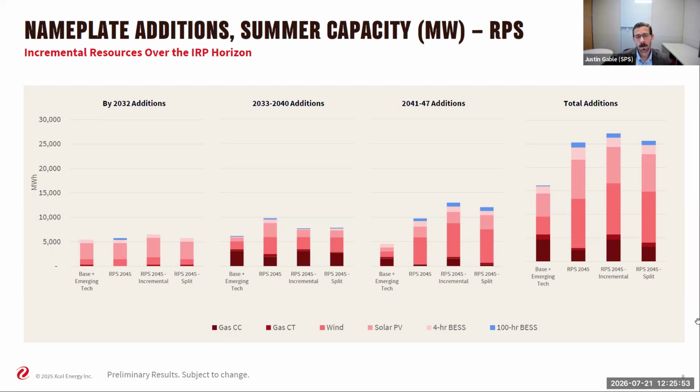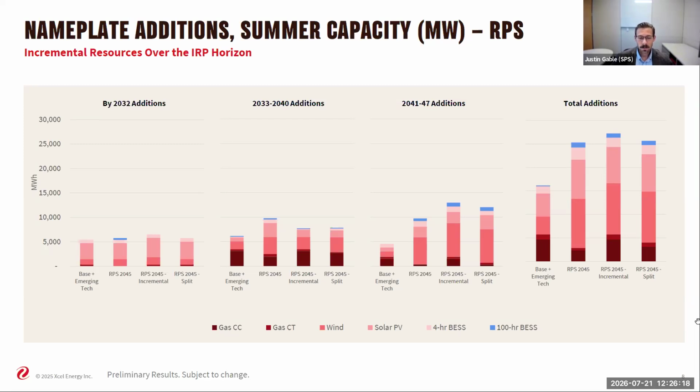However, as you move to the right, the scenarios start to look... they maintain a relatively similar build out. They all have long duration storage. They all have some indication of shorter 4-hour battery storage, solar, wind additions, and they do vary slightly on thermal resources, gas, CCs, and CTs.